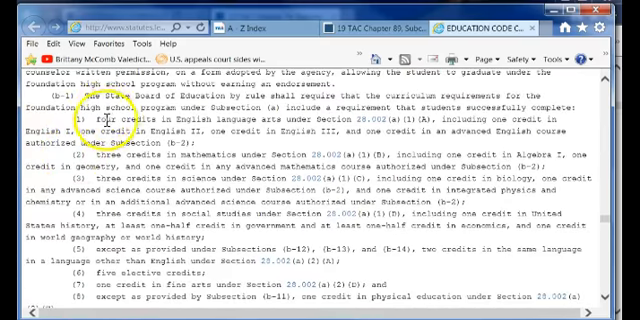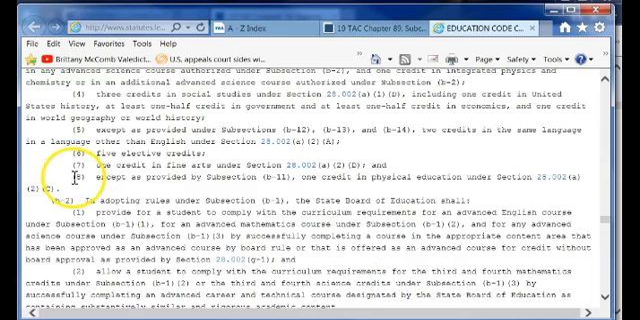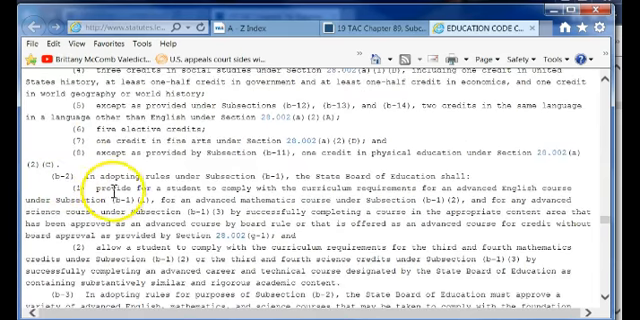And what it says is the student must have 4 credits in English Language Arts under Section 28.002, including 1 credit in English 1, 1 credit in English 2, 1 credit in English 3, and 1 credit in an Advanced English course authorized under Section B2. So if we go down to B2, what it states is that for a student to comply with the curriculum requirements for an Advanced English course under B1.1, for an Advanced Math course, and so forth. So that's how that language is written.